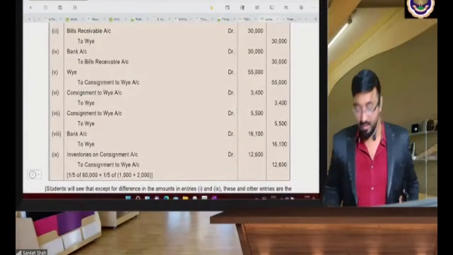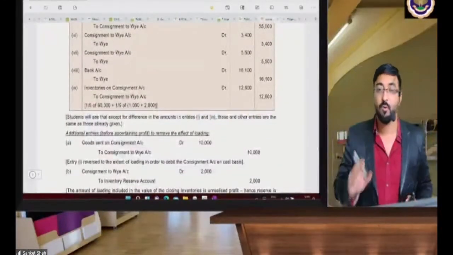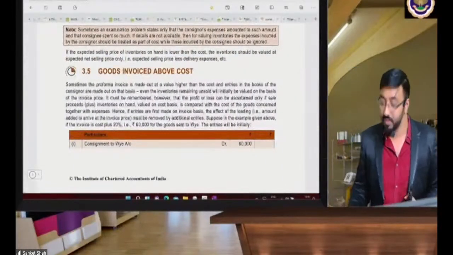Okay, let's now solve this question: overriding commission, del credere commission. Please wait for one question. In that question only, I'm going to explain the concept of overriding commission also.